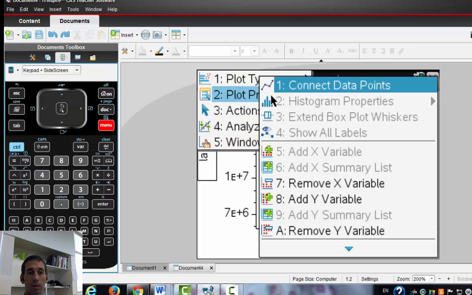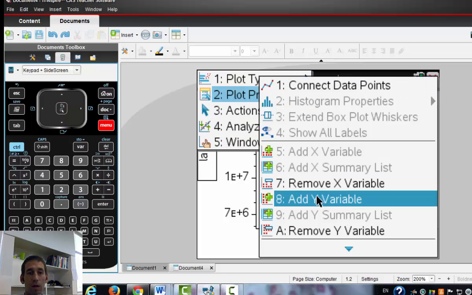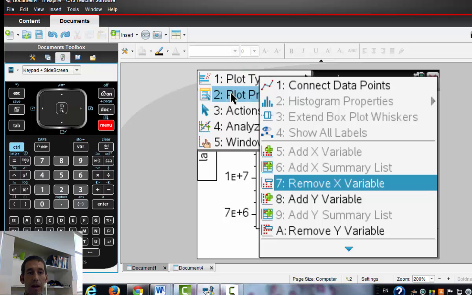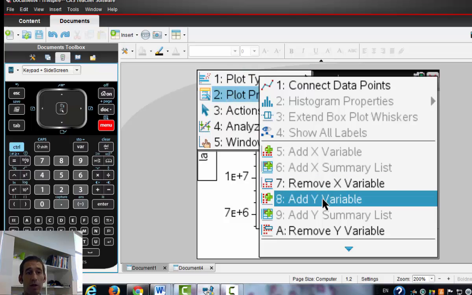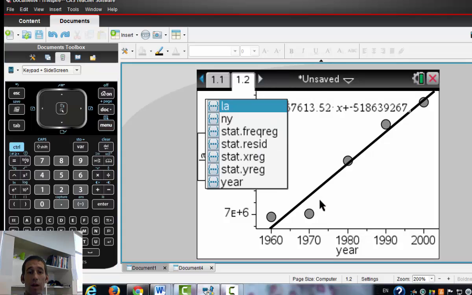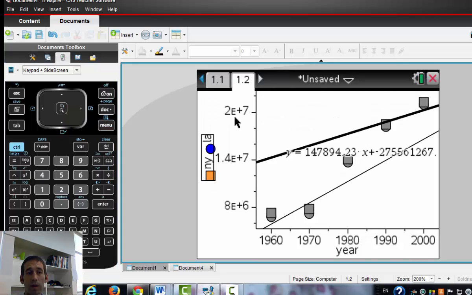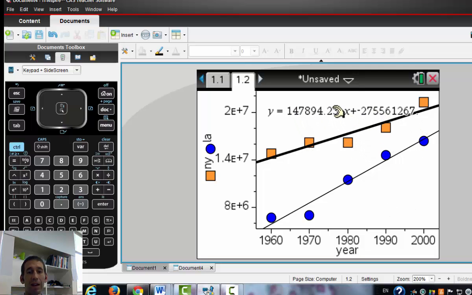By going into plot properties, menu, plot properties, add a y variable. So if we add this New York variable, now we're looking at the New York and LA data at the same time. All right, so notice this is my New York line and this is my Los Angeles line. So it looks like they are going to meet at some point, but after the year 2000.